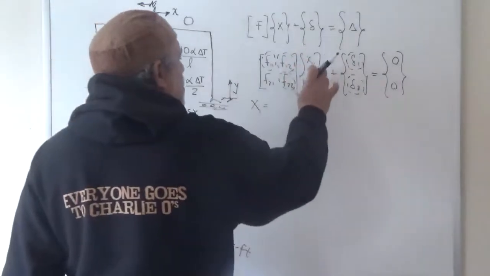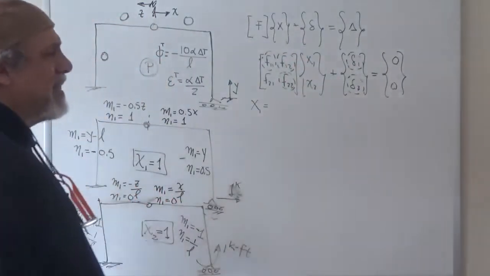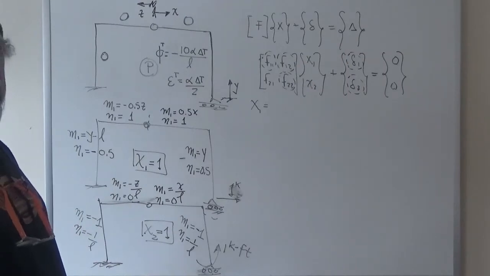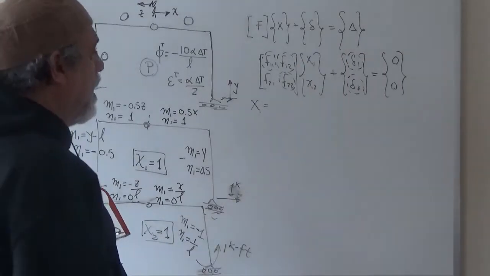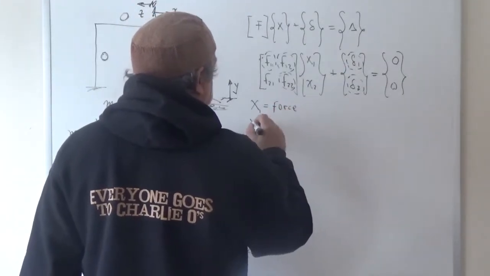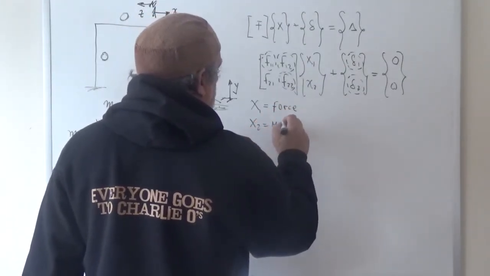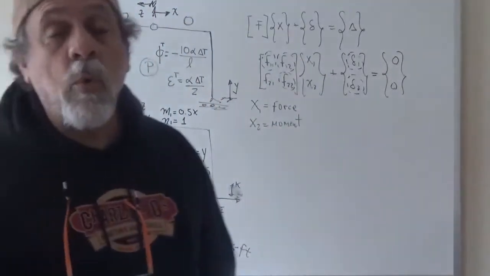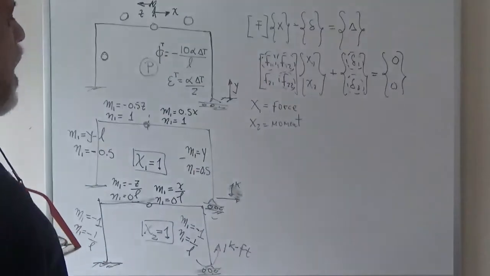So x1 and x2 do not have the same, how should I say, do not have the same units, right? x1 is a force, x2 is a moment. So we'd like them both to be either a force or a moment. So how would we do that?